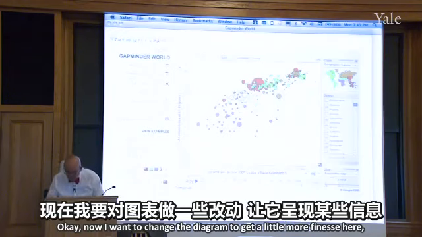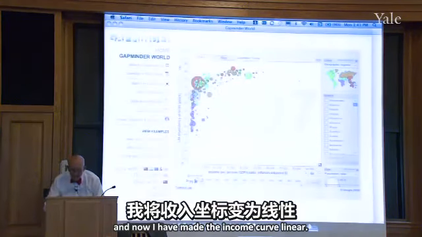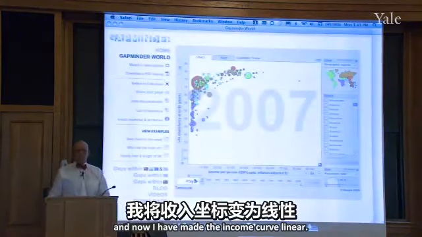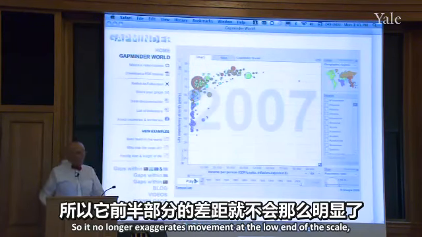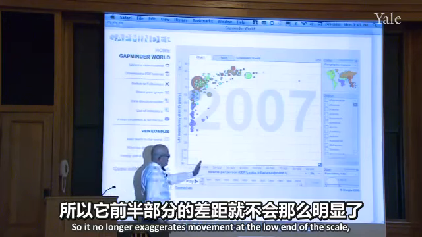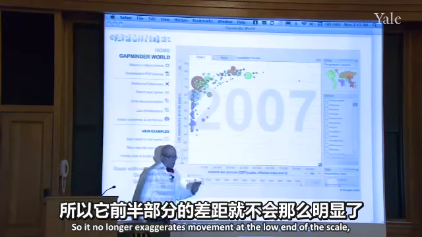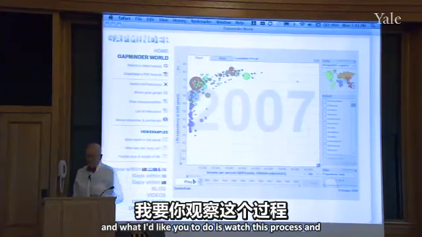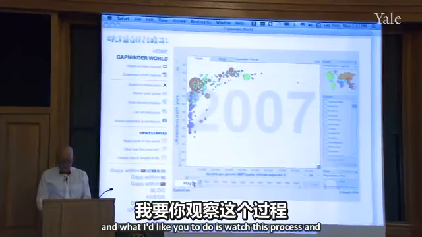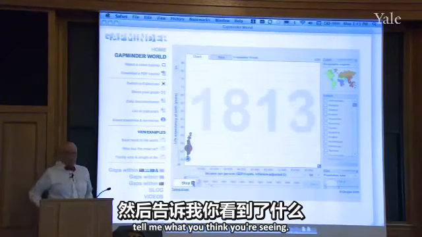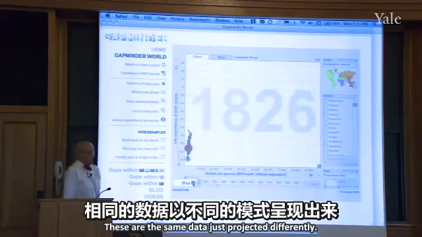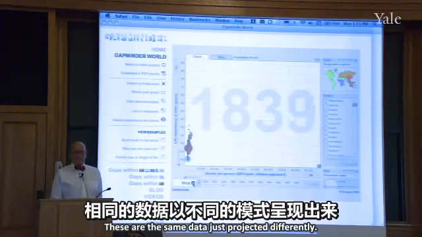Okay, now I want to change the diagram to get a little more finesse here. I have made the income curve linear, so it no longer exaggerates movement at the low end of the scale. What I'd like you to do is watch this process and tell me what you think you're seeing. These are the same data, just projected differently.